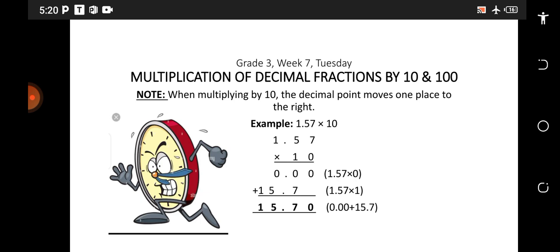0 plus nothing is 0. 0 plus 7 is 7, your decimal point. 0 plus 5 is 5, you bring down 1. Our answer is 15.7. If you like, you can ignore the decimal point as we did earlier, multiplying 157 by 10, which gives us 1570. Then you bring in your decimal point, because the decimal point moves one place to the right. Instead of remaining after the first digit, it moves to after the second digit. That is why instead of 1.57, we have 15.7.